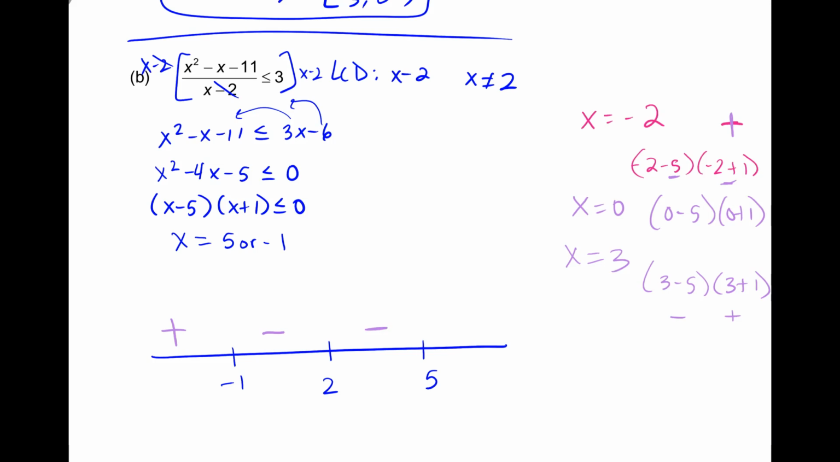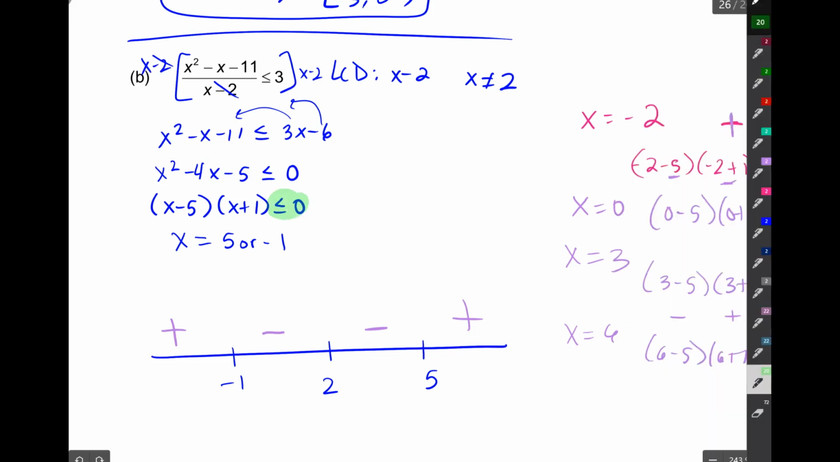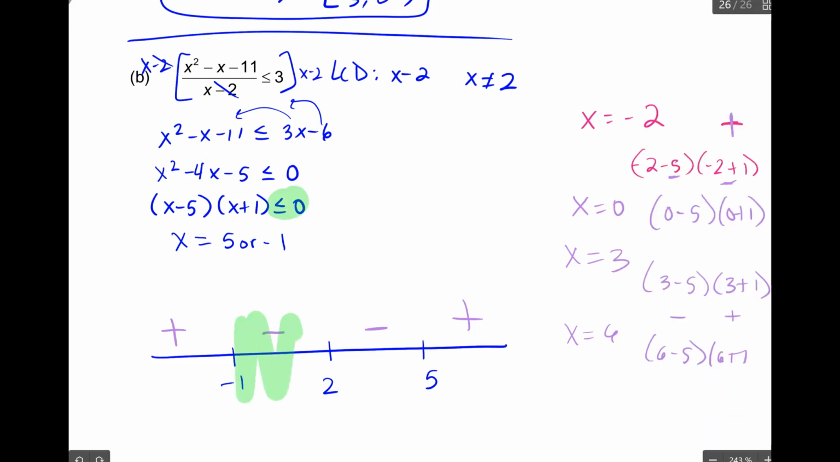And then last one, let's plug in maybe 6. 6 minus 5, 6 plus 1, that's going to be positive. Okay, so going back, I want to know where this is less than or equal to 0. Here. So the solution has to include equal as well. Okay, so I want it to be negative infinity, negative 1, I'm including negative 1 to 2, remember x can't equal 2, 2 to 5, and that should be it.